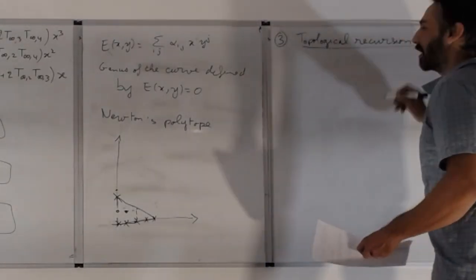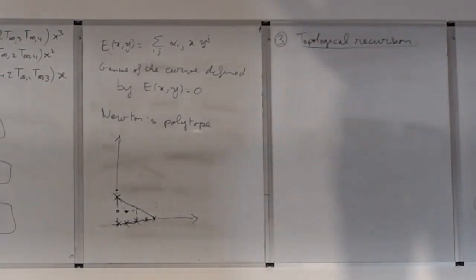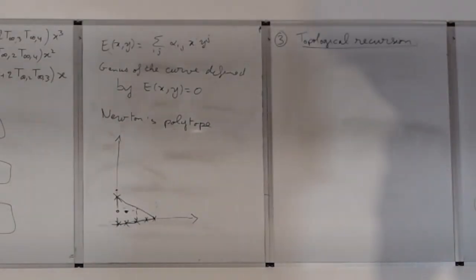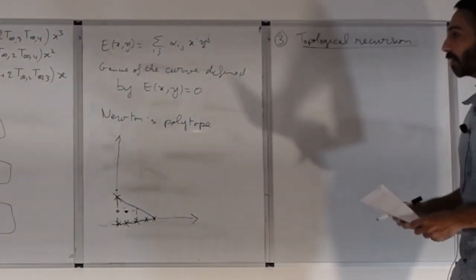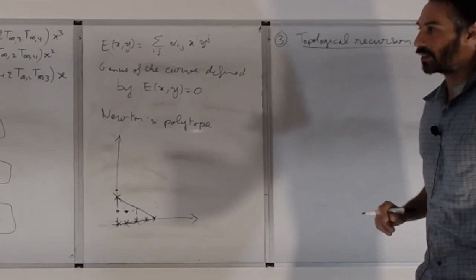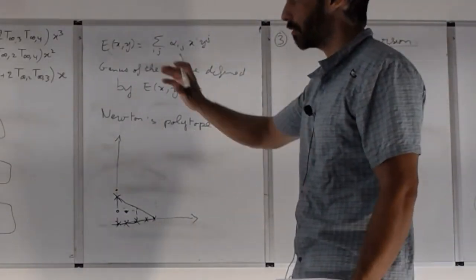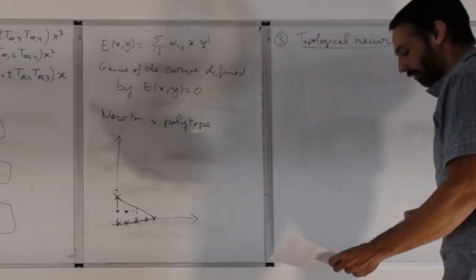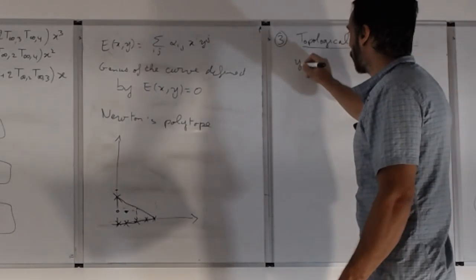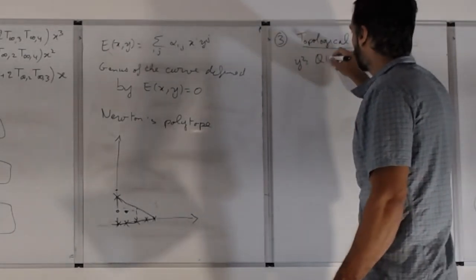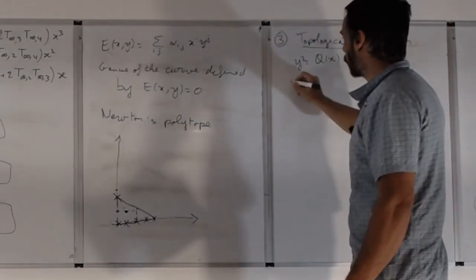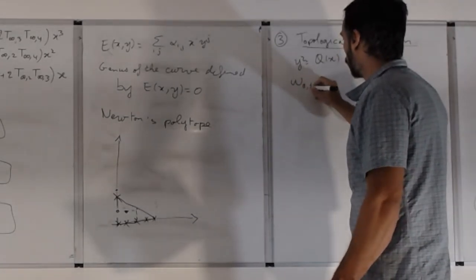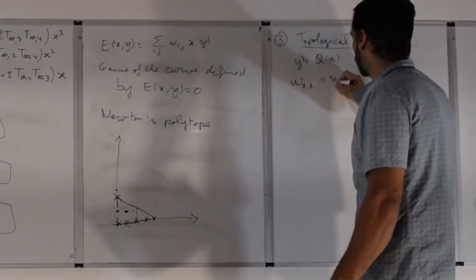Now, up to now, I just looked at the spectral curve and nothing else. I didn't talk about topological recursion. So what I want to do is to define and use the topological recursion for this kind of spectral curve. So I'm starting from y squared is equal to q of x. And I define omega 0,1 as the one form y dx.